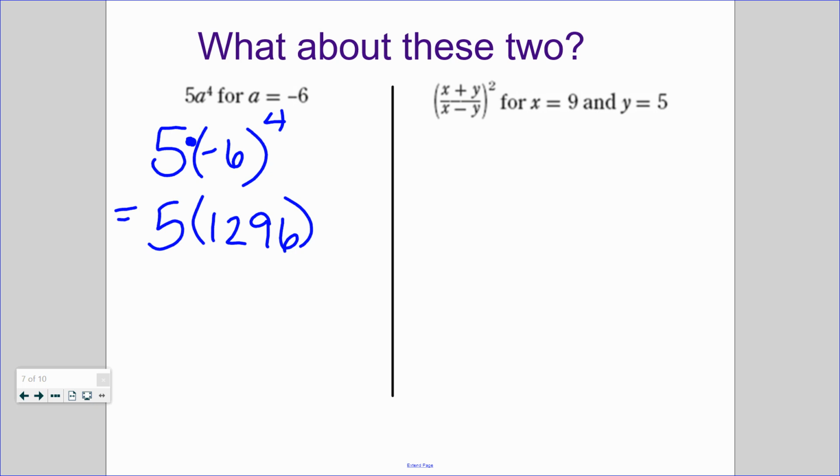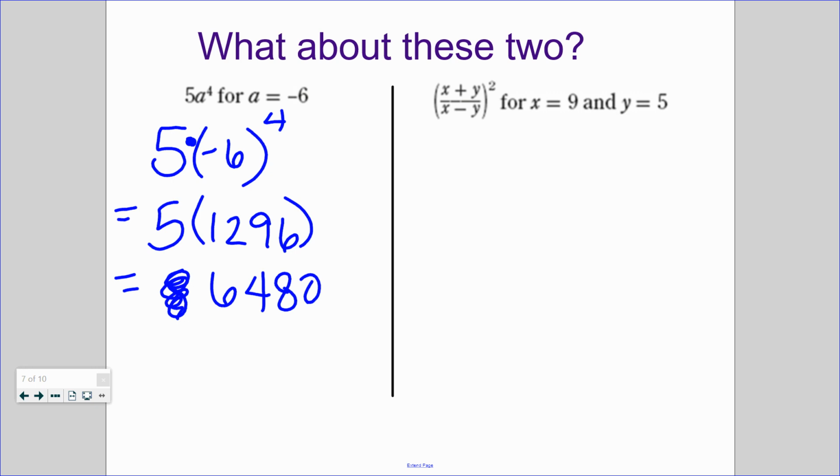Okay. All right, and then I still have to do 5 times 1,296, which gives me 8,004. That seems a little big. Okay. 6,480? 6480. Got it. Okay. Good? All right, let's try the next one.